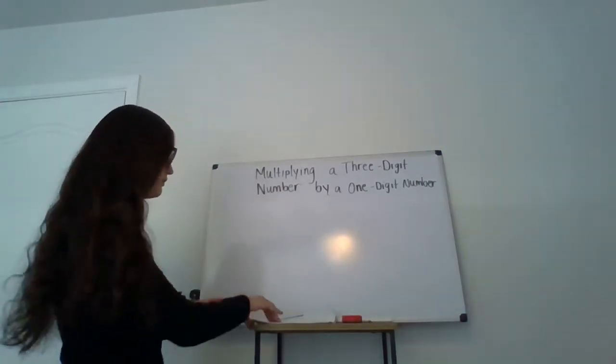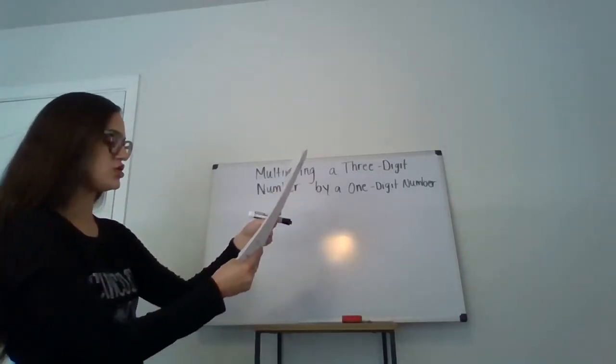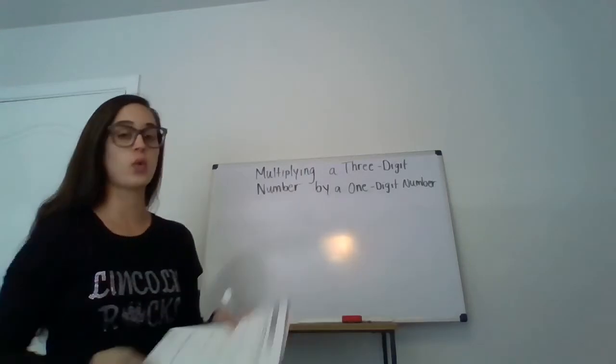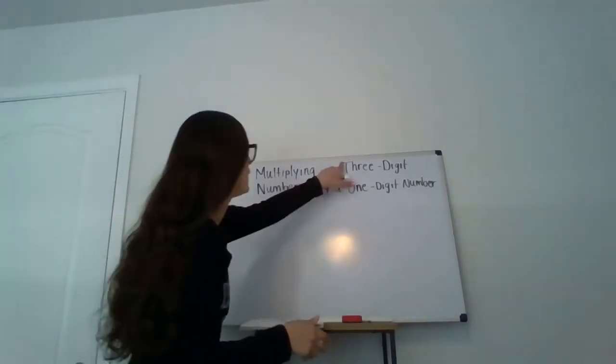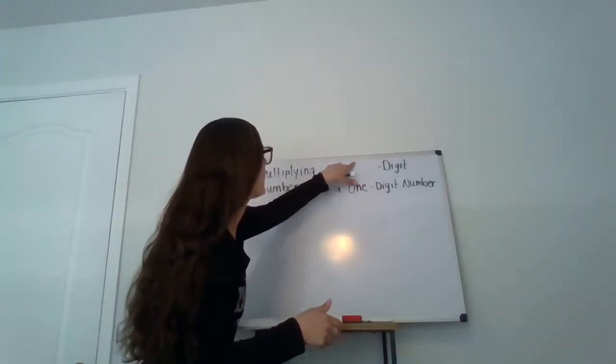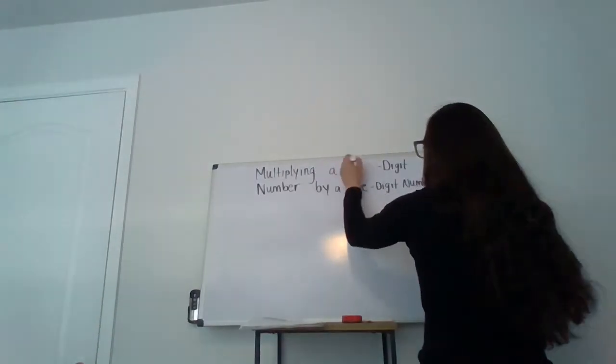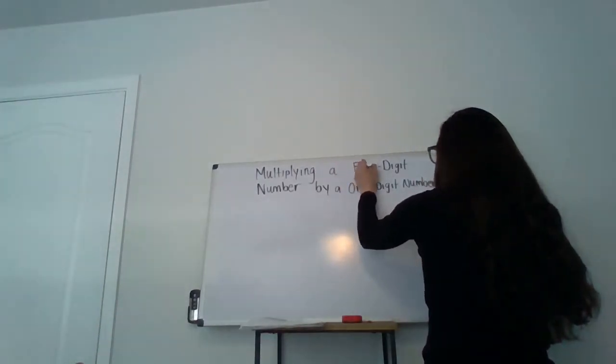So now I'm going to turn my packet over and I'm going to page 16. This is multiplying a 4-digit number by a 1-digit number. So I'm just going to fix this title here, and I'm going to insert 4 instead of 3.